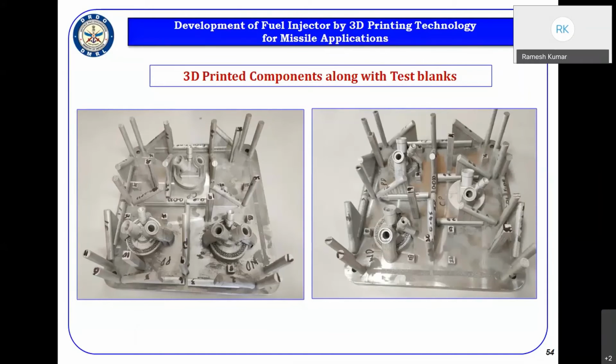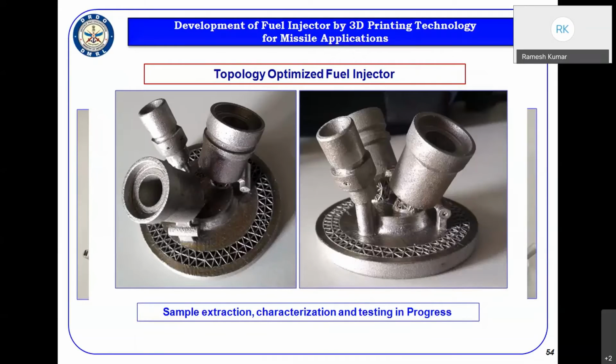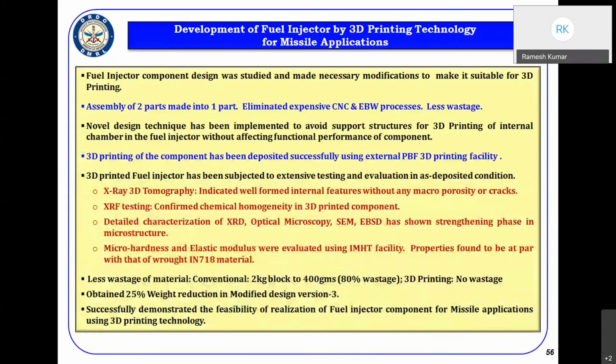To summarize here, the fuel injector component was studied and the necessary modifications were made to make it suitable. Initially, an assembly of 2 parts was made into one. We have eliminated the expensive CNC and EBW processes, with less wastage. Then we adopted a novel design technique to avoid support structures. The component has been successfully 3D printed using the HF 3D printing facility, and detailed evaluation of this fuel injector has been carried out, like X-ray 3D tomography, XRF testing, detailed optical microscopy, SEM, EBSD microscopy, and elastic modulus evaluation. And what we have seen is that there is less wastage of material.